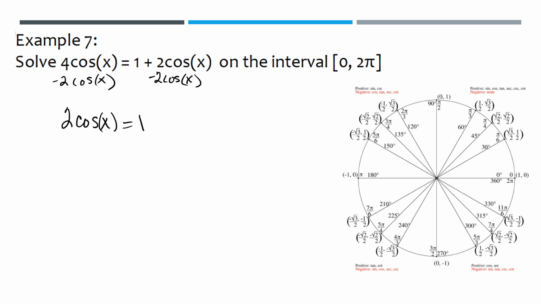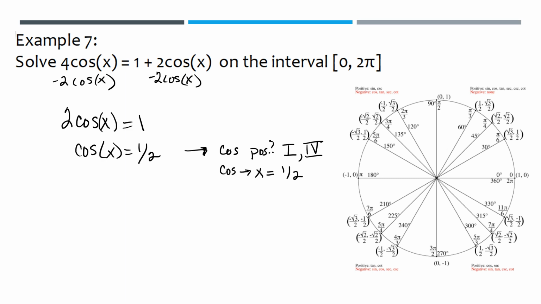I need to further isolate cosine of x by dividing by 2. So cosine of x equals 1/2. And we are looking to see, where is cosine positive? Okay, that is quadrant 1. Everything's positive in quadrant 1, and our x's are also positive in quadrant 4. And where does cosine, the x value, equal positive 1/2?